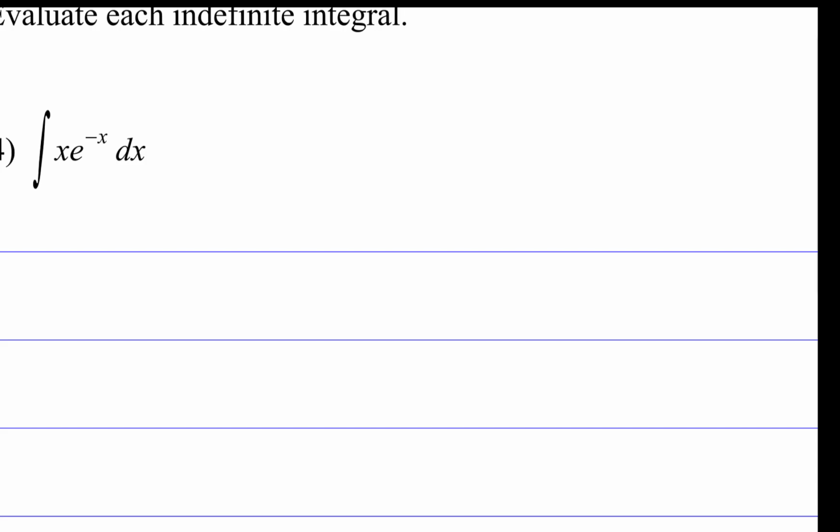Okay, evaluate each indefinite integral. Again, you have to decide which one is going to be the u and which one is going to be the dv. And once you decide that, then you find this, you decide this, you decide this, and then you find this. So for this one, you find the derivative. For this one, you find the integral.